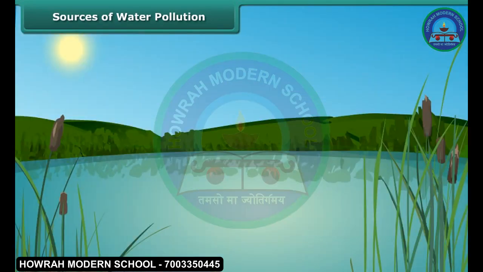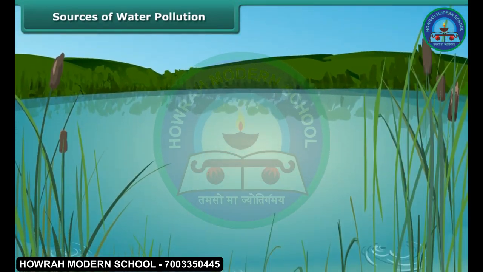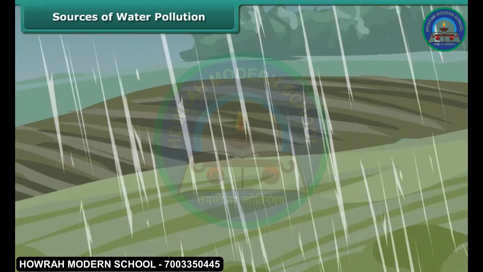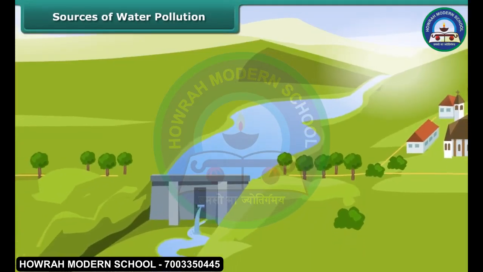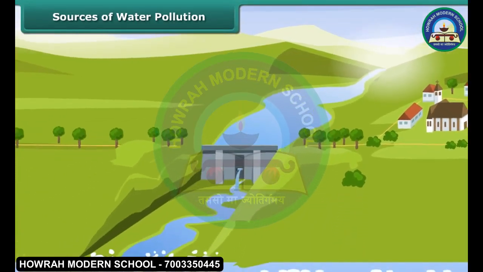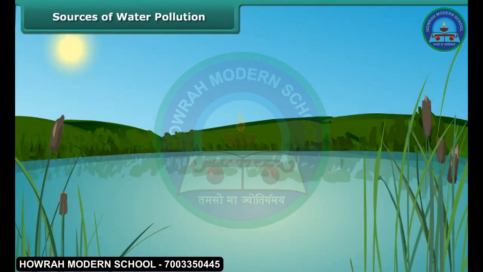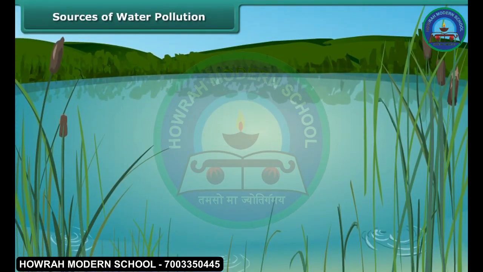Have you seen ponds which look green from a distance? This is due to algae grown in it. Do you know how these algae grow in the pond? During rainfall, large amount of fertilizers get washed from the fields and fall on the ponds and rivers. These washed off fertilizers act as nutrients for algae to flourish.